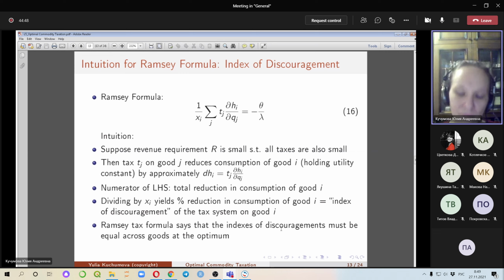So, on the right-hand side, how do we interpret it? It's just the coefficient. It has meaning, we discussed it, but what matters is just that it is a constant. It does not depend on i, so for all goods, the percentage reduction should be the same. This is the statement of optimum. So if the reduction is different for some goods, we're not at optimum, right? Yes.